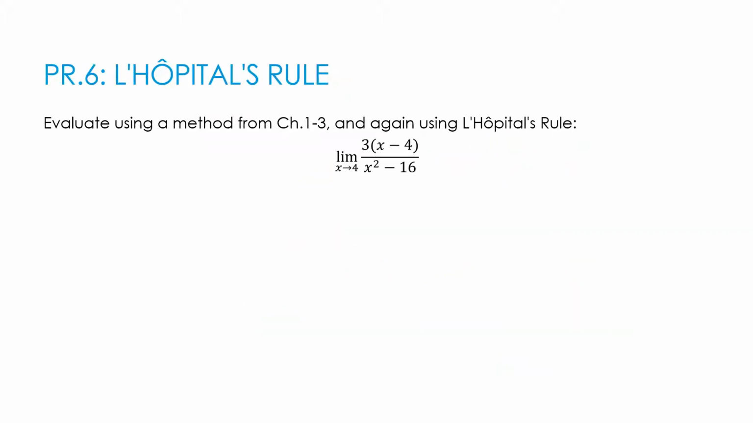So here's a great question for you to try. Notice I'm asking you to solve one question two different ways. The first way, I want you to solve it using a method that we already know. So it says chapters 1 through 3. That just means we're finding the limit, which we learned in chapters 1 through 3. How would I do it before I got to chapter 5?